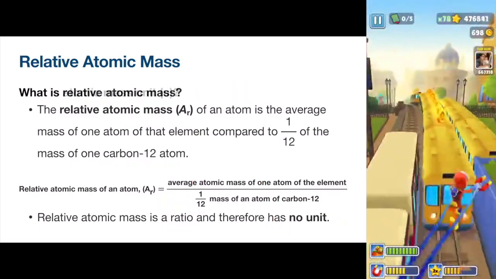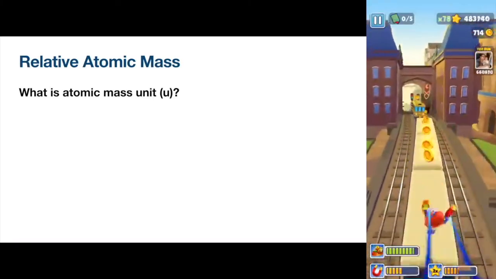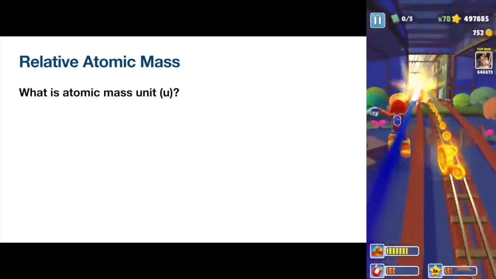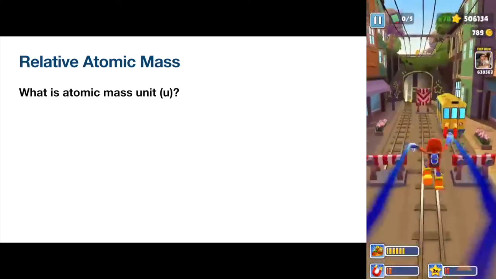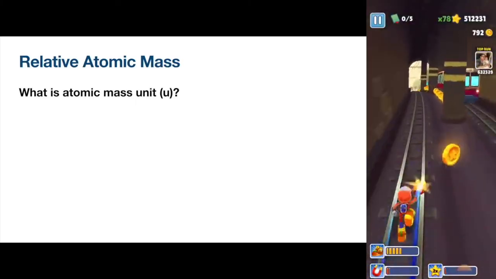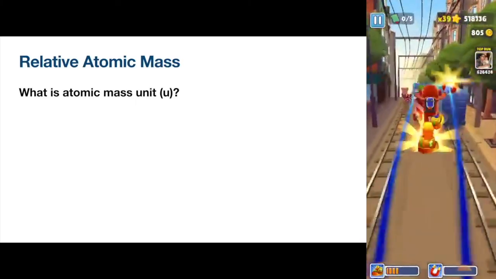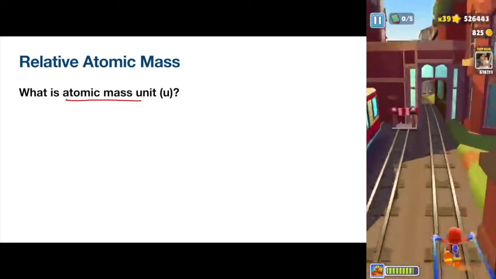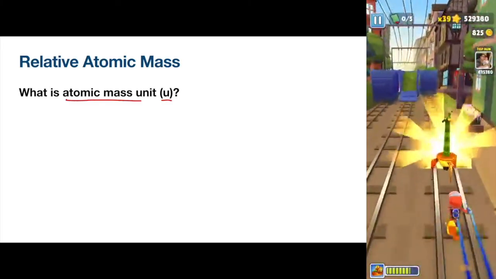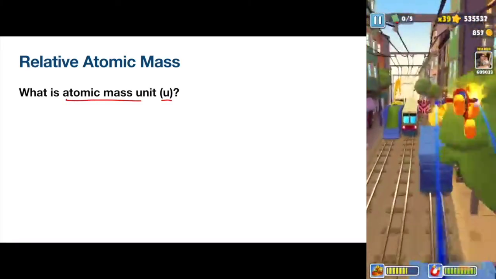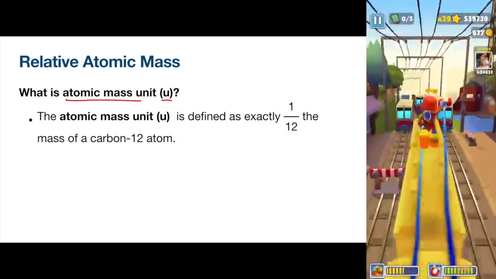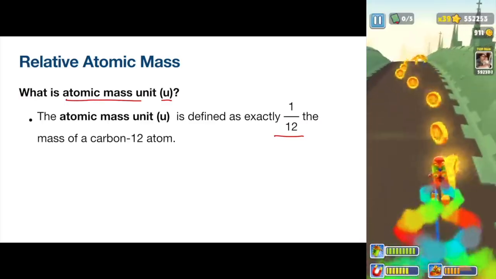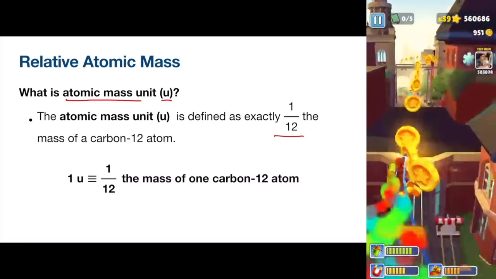Moving forward, let's discuss atomic mass unit. The masses of atoms are usually not expressed in grams or kilograms because atoms are extremely small. Using these units would be inconvenient. To solve this, scientists use a much smaller and more convenient unit called atomic mass unit, or simply u. The atomic mass unit is defined as exactly 1/12 of the mass of a carbon-12 atom.